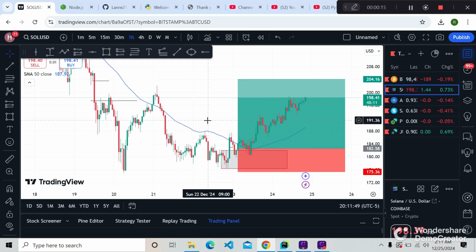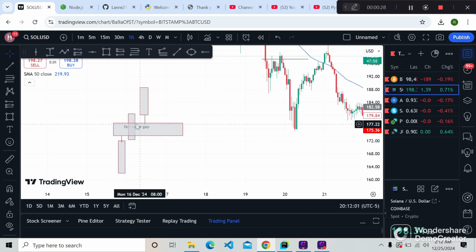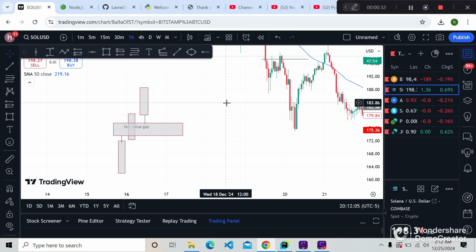I want to share some light on a very interesting topic. I'll be talking about FVG, what we all know as fair value gap. If you don't know what FVG means, it simply means fair value gap, as I've written on the screen. FVGs are areas of imbalance, inefficiencies.